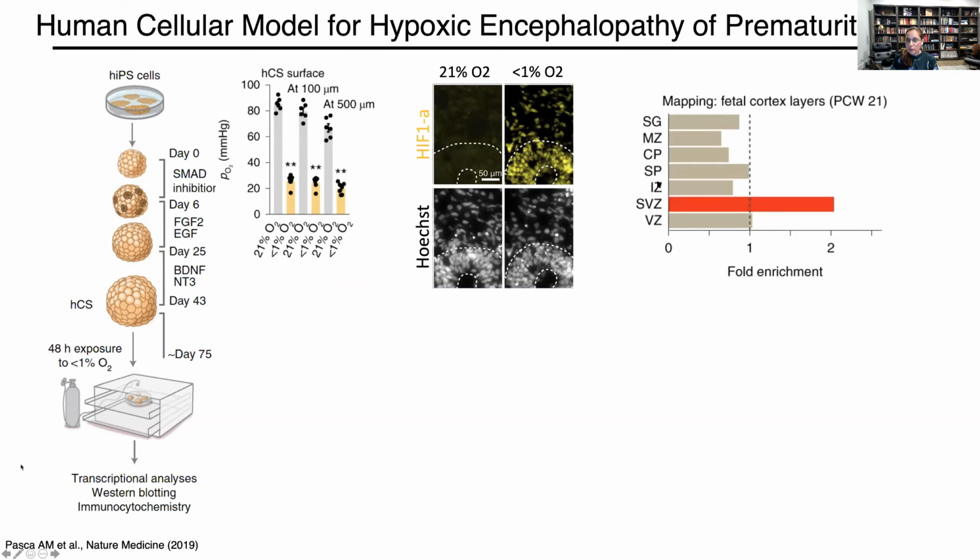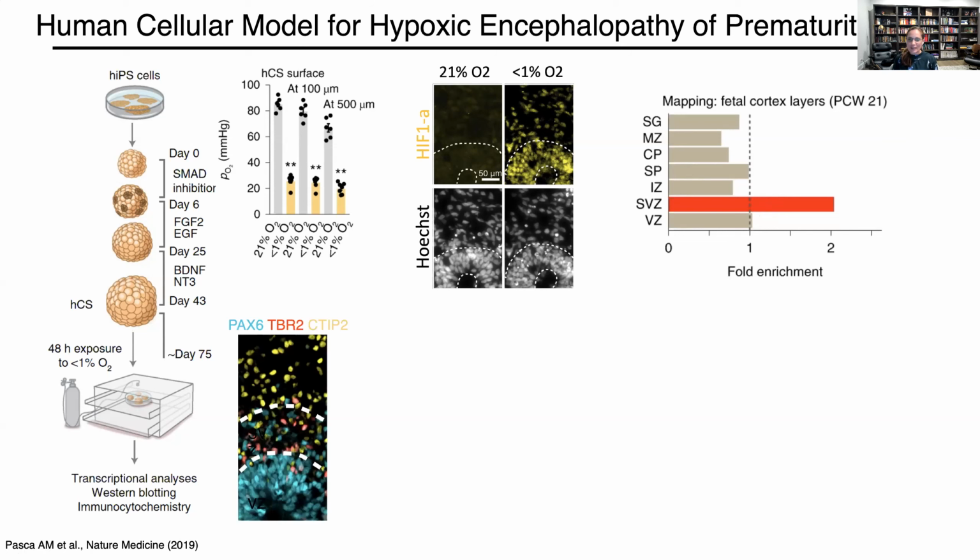And then when we did transcriptional analysis, we saw that the genes associated with cells that are in the subventricular zone, which is the zone that is highly expanded in primates and in humans, are the most sensitive to this exposure to hypoxia, which was very surprising, but also fascinating.